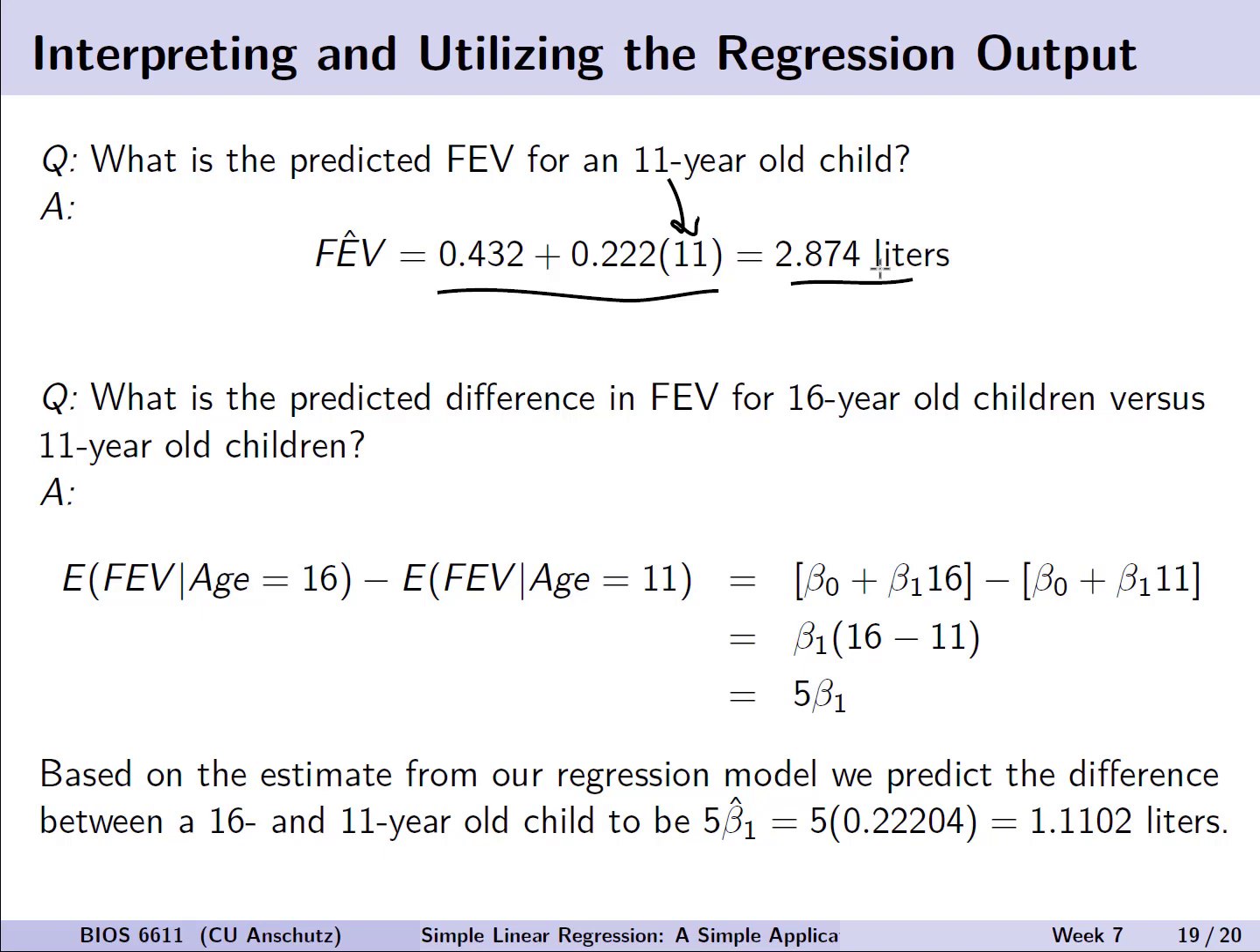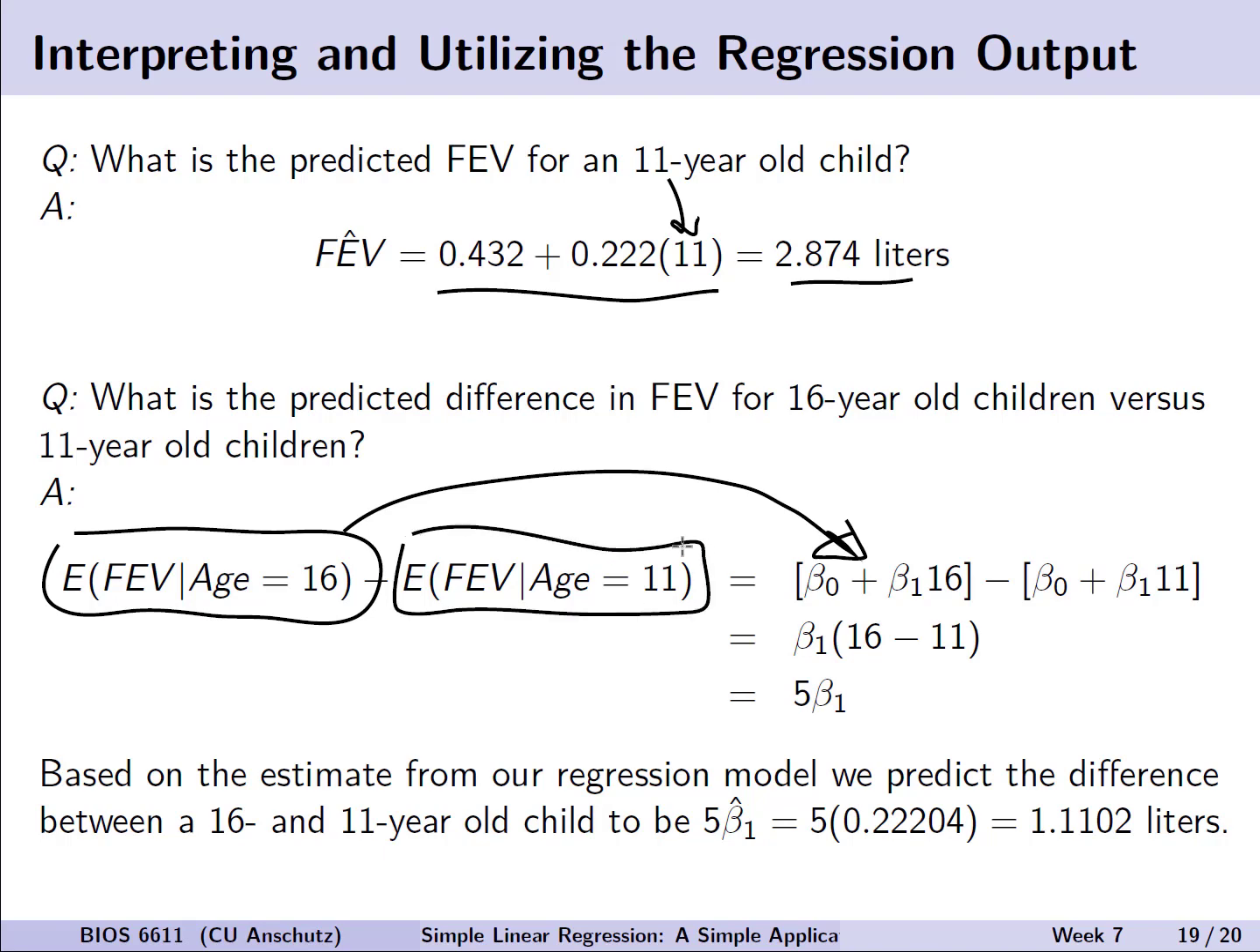Another question we might ask, well, based on this model we fit, what's the predicted difference as someone gets older between maybe a 16-year-old child versus an 11-year-old child? And so here we can write this in a slightly different way for the expected FEV given someone is 16 minus the expected FEV given their age is equal to 11. And what we really see is that we can take this component here, plug it into our regression equation, similarly take our age 11 and plug it into the equation there, so we have 16 and 11 for those values.